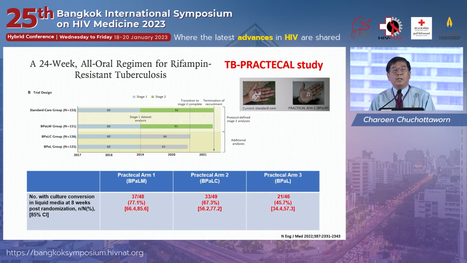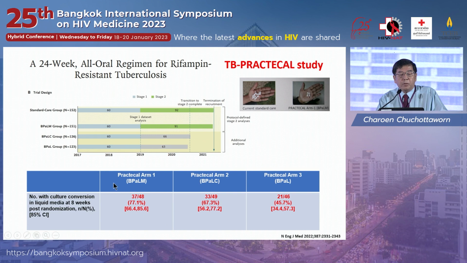This was just published 3 weeks ago in the New England Journal, the TB-PRACTECAL study. This is the basic data that the WHO used to change the recommendation for MDR-TB treatment now. And I think most countries in the world will follow the WHO recommendation. They compared BPaL plus moxifloxacin, BPaL plus clofazimine, and BPaL as a control, against the standard of care, like the 9-month shorter regimen.